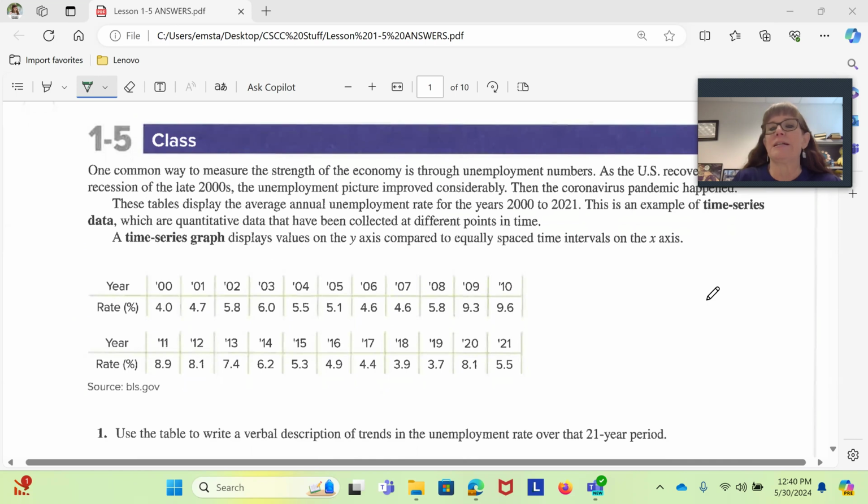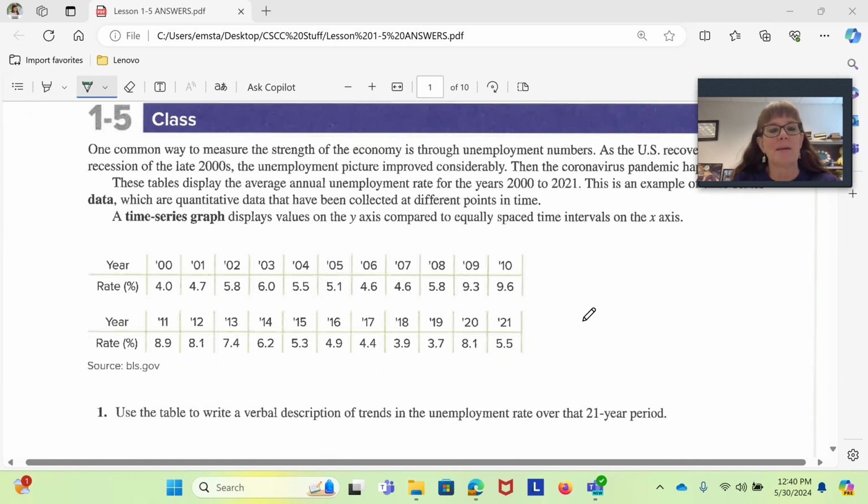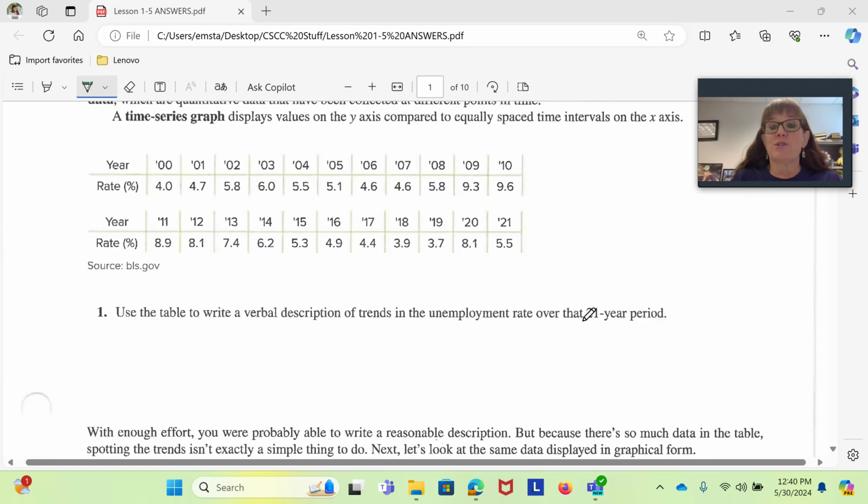So they give us some raw data here. I can see that across the top is the years going from 2000 to 2021. I can read the percent below the year. So for example, in the year 2000, the unemployment percent rate was 4%. If I want to look at 2015, I find 2015 on there, and the unemployment rate was 5.3%. So I'm kind of getting comfortable with reading this table. It's kind of an odd table because it's broken. They want us to write a verbal description over what happened over the 21 years between 2000 and 2021.